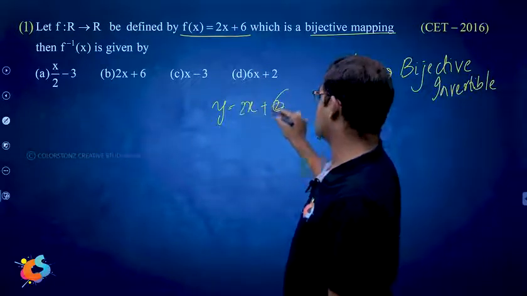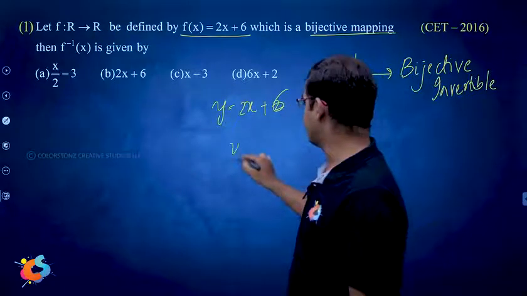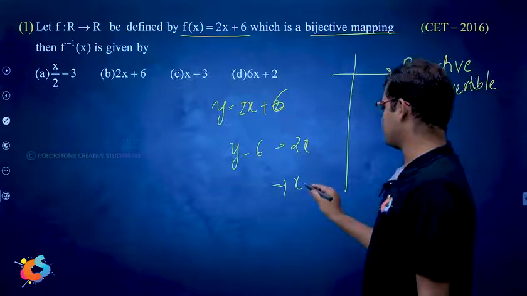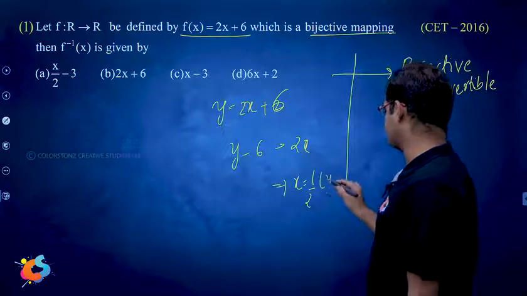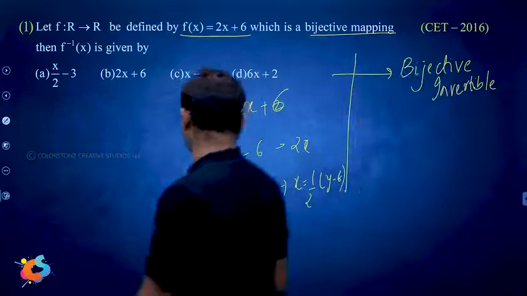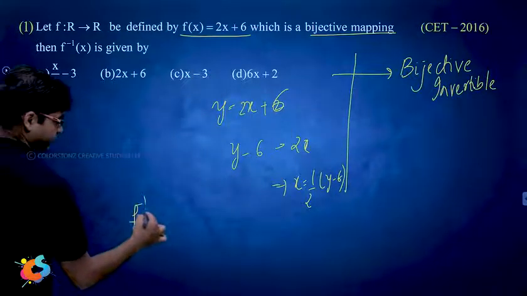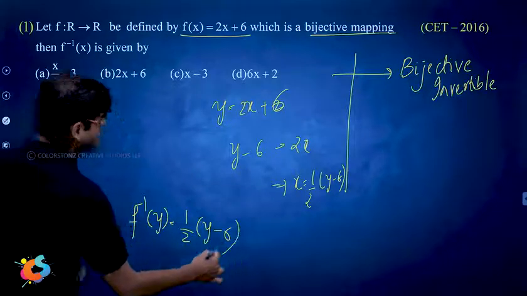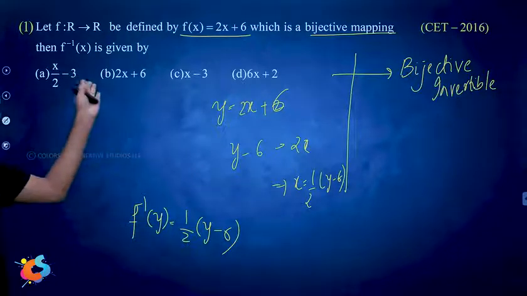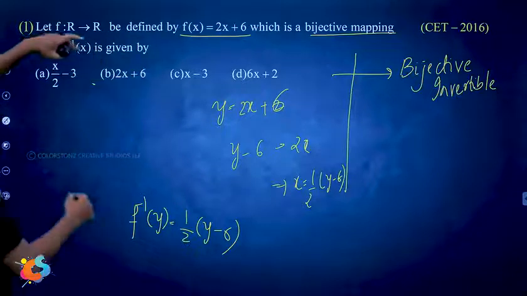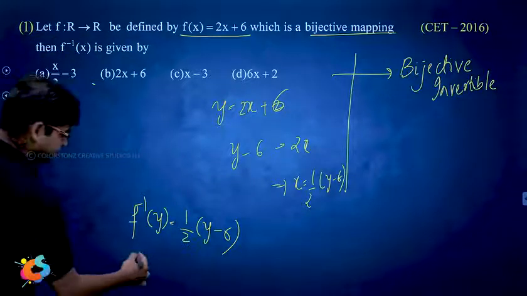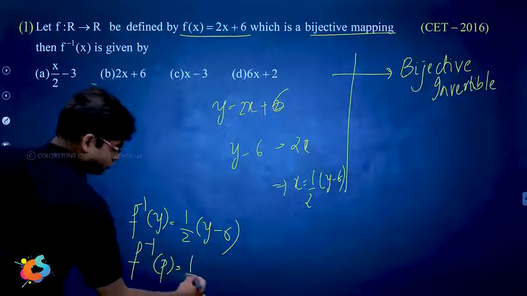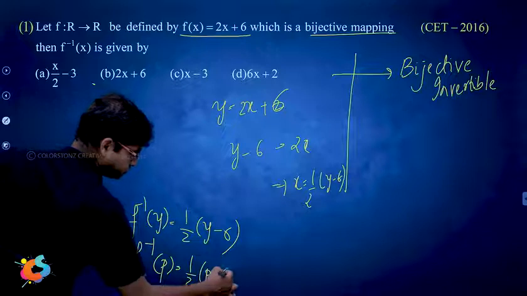2x plus 6. Get x as a function of y. So y minus 6 is equal to 2x, which implies x is equal to half of y minus 6. So this is the inverse function: half of y minus 6. Now, do we have y minus 6 here? Y is not there. See, we want f inverse of x. f inverse of x means what? If you want to change this variable and write p, then wherever y is there, you write p.